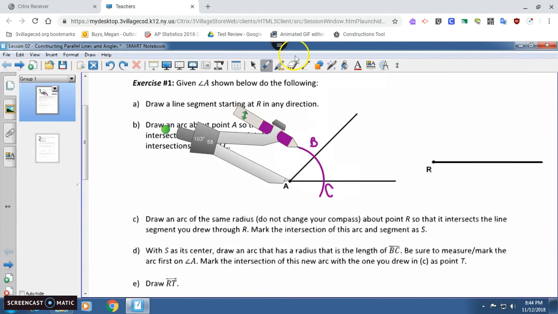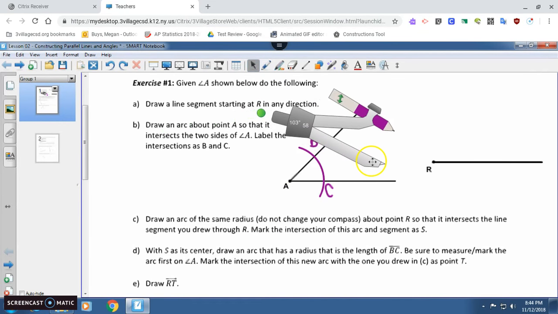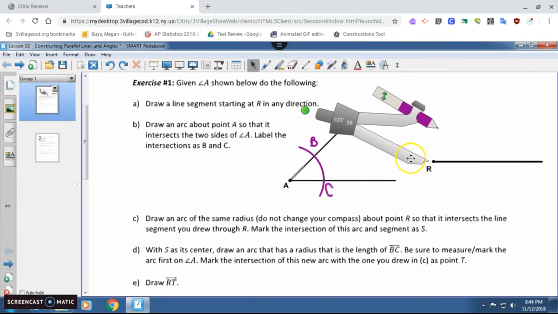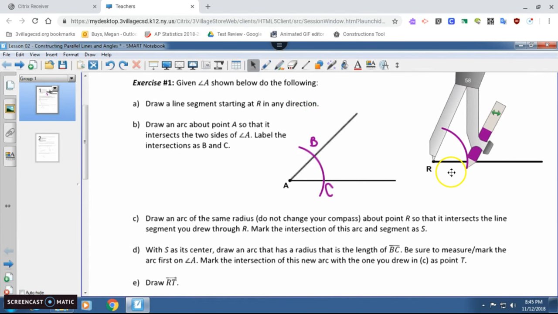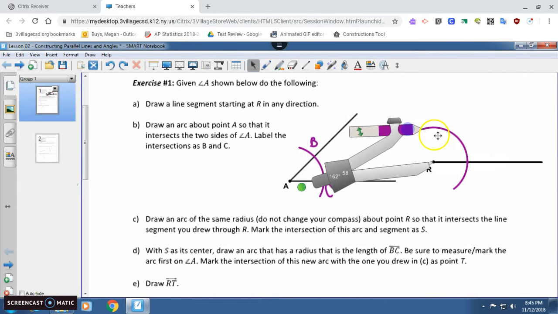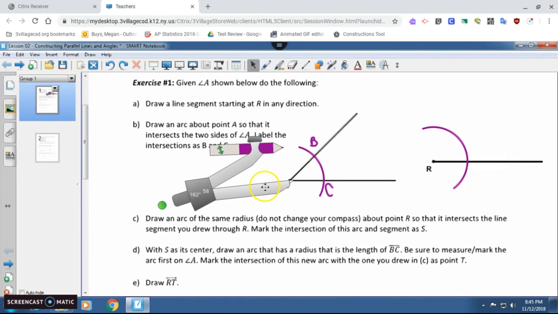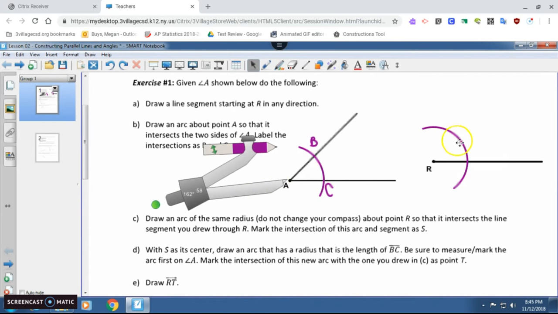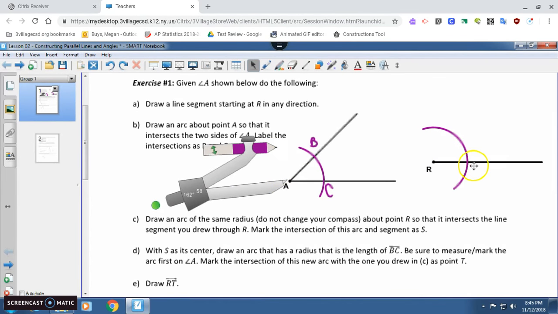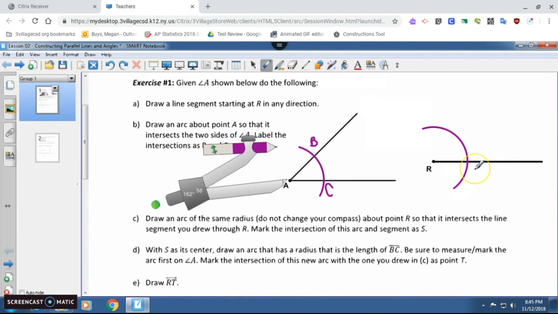Now, without changing the width of my compass, I'm going to go over to R with the clear point and make sure to recreate that same exact arc. So without changing, I want to have my intersection, and I want to go a little bit further. Since we haven't changed the radius, we haven't changed that distance between, we're going to label this point here as S.